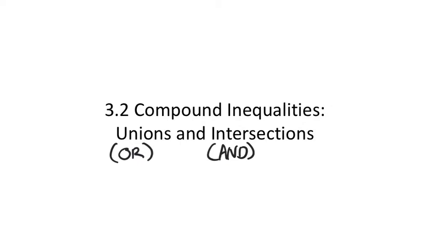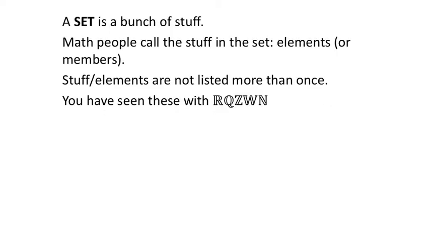Well, we'll get into the specifics. So a set is just a bunch of stuff. Math people call the stuff in the set, I'm getting into the nerdiness here, but they call them elements. So if you have something in a set and you want to be a math nerd, call it an element. If you just want to call it stuff, I'm okay with that because that's what I would call it. But elements, okay? So stuff or elements are not listed more than once.